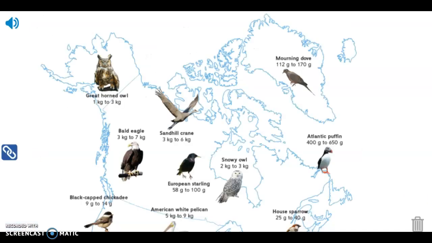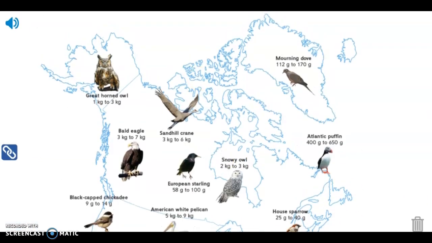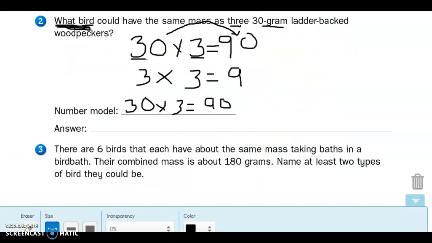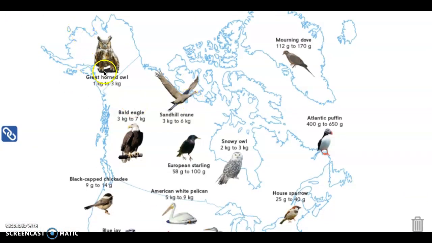So what I need to do is look back on my birds, and which one could be, oh, was it 90 grams or 90 kilograms? It was 90 grams, right? We're measuring in grams. So it can't be this owl because that's in kilograms. Grams, 112. Nope, 90 is less than that.